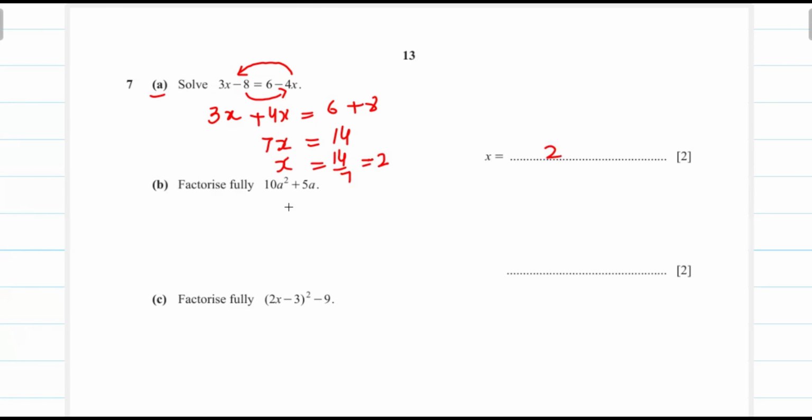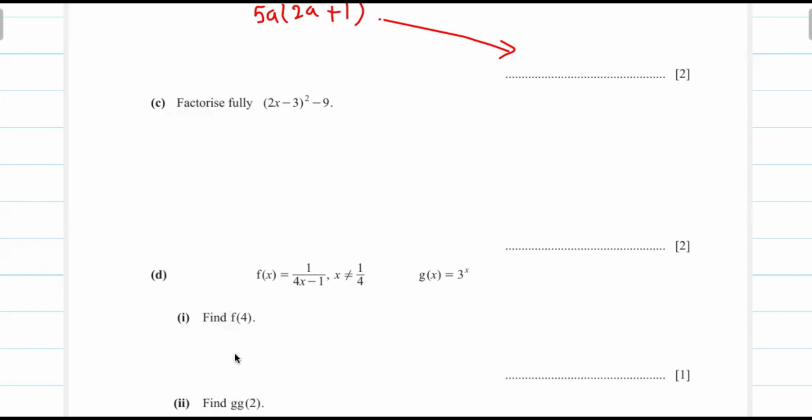Part B, factorize fully 10a square plus 5a. In the first step, we take the common. The common here is 5a, and we can write this 10a square becomes 2a after taking common, plus 5a, a is taken as common, this value becomes 1. We can write 5a into 2a plus 1. This is the answer. Part C, factorize 2x minus 3 whole square minus 9.